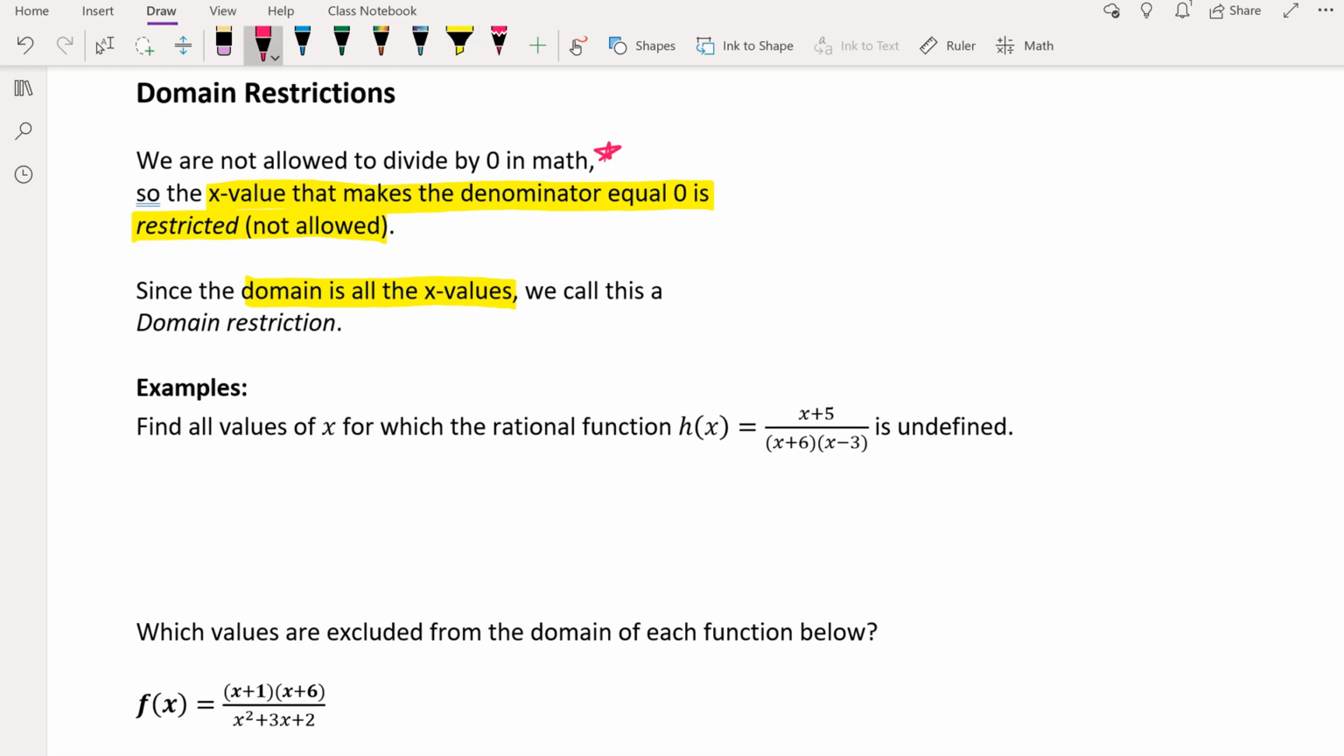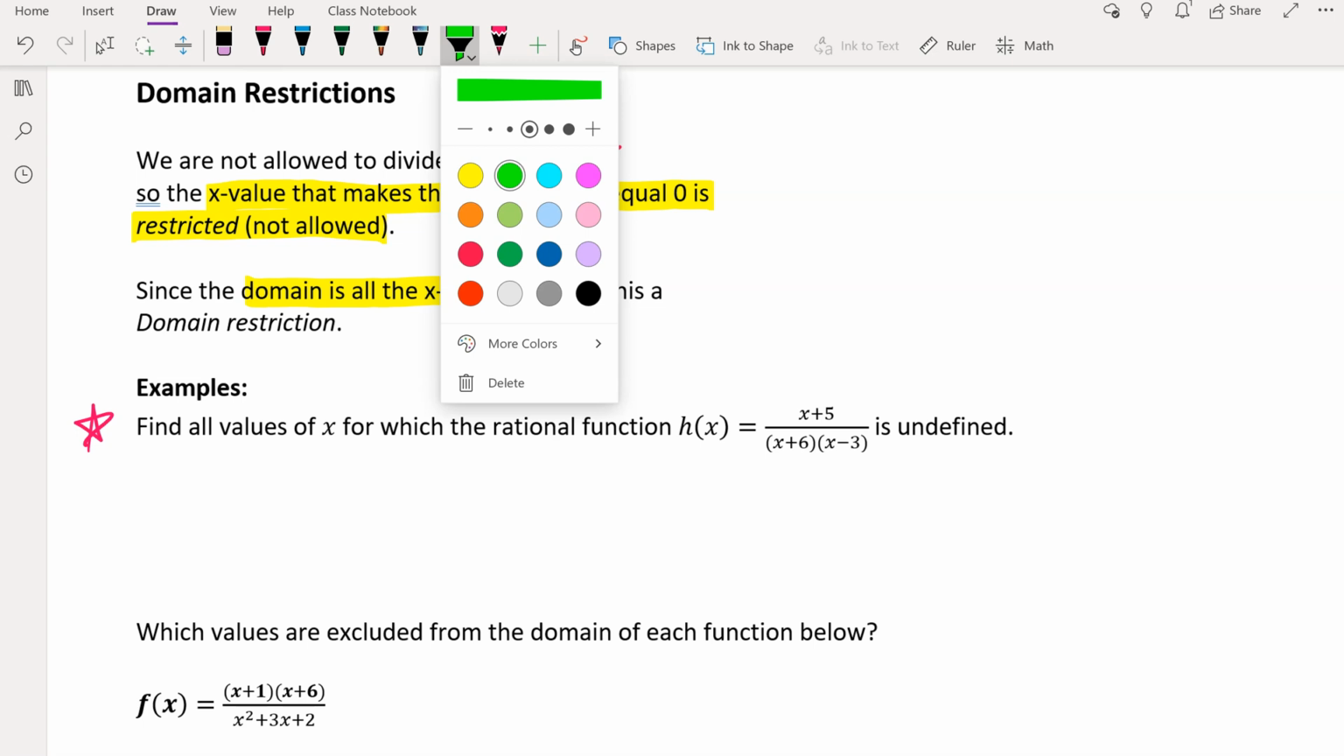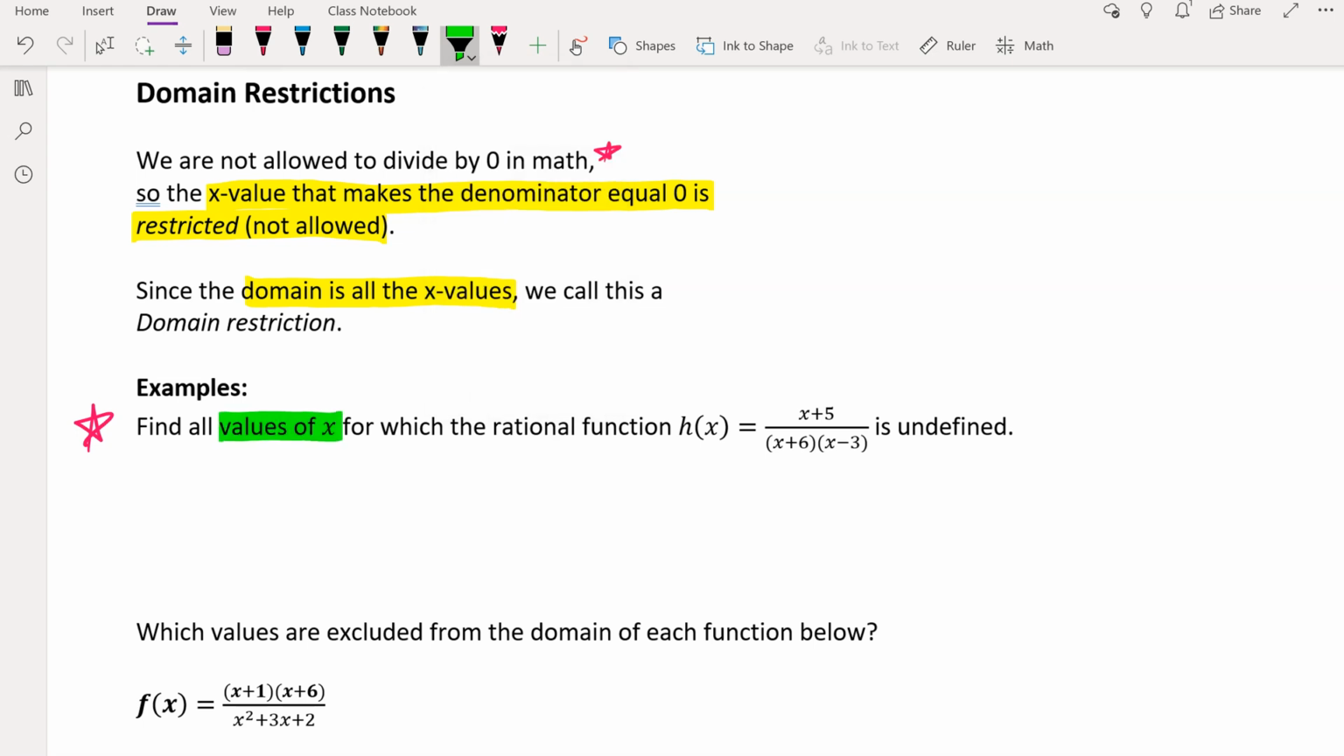All right, so let's get this example problem down. You need to write this down in your notes. Find all the values of x for which the rational function h of x equals x plus 5 over x plus 6 times x minus 3 is undefined. Get this down in your notes. All right, so we're trying to figure out the x values, the values of x, for which this rational function is undefined.